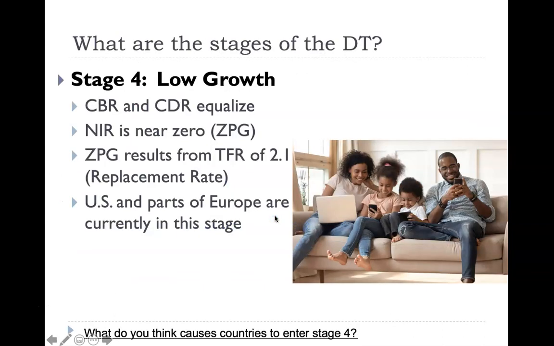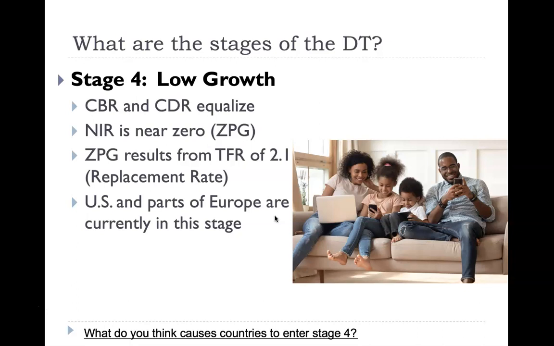All right, stage 4 is us. This is the United States. This is the industrialized world. This is the developed nations for the most part, right? Stage 4, you're going to see low growth. Birth rate and death rate are going to equalize. People are living longer, but people are having fewer kids, right? Which means the natural increase rate is near zero, where you get zero population growth, or ZPG.